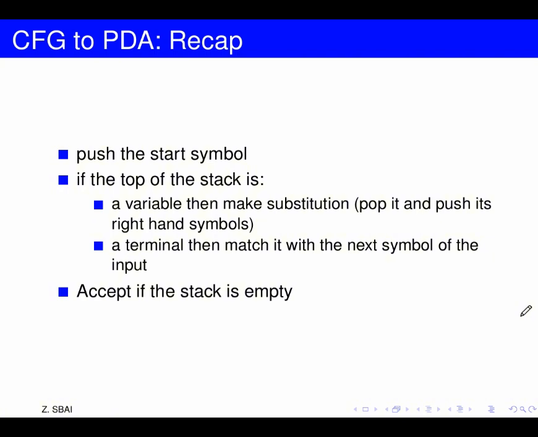So to recapitulate the idea here, we will push the start symbol of the grammar, and then according to the top of the stack, if it's a variable, we will make a substitution. That means that we will pop this variable from the stack and push its right-hand symbols in reverse to the stack. If the top of the stack now is a terminal, we will match it with the next symbol of the input. We will repeat this until we have an empty stack. In this case, we will accept the input.